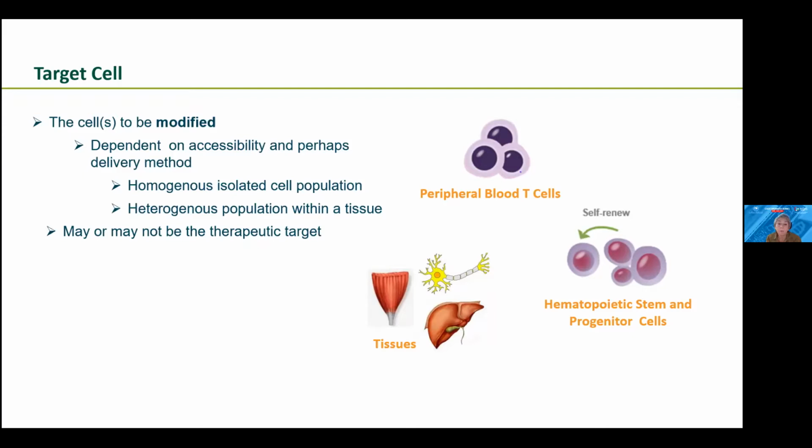And an important thing about the target cell population, it's important to remember that in some therapies, it may not actually be the therapeutic target. And again, a good example of this would be peripheral blood T cells that are expressing a CAR. Currently the approved products are designed to ameliorate B cell lymphomas. And so they are the target cell, they've been genetically modified, but the disease state is for them to go and eliminate those B cells. So it is something to consider.